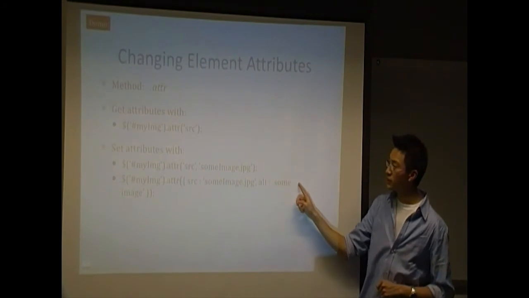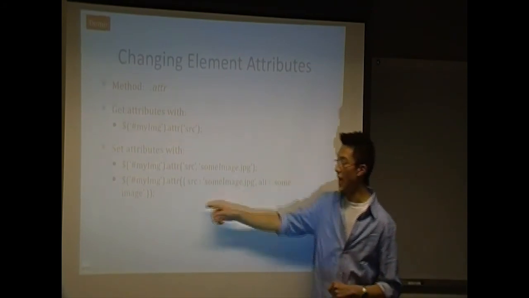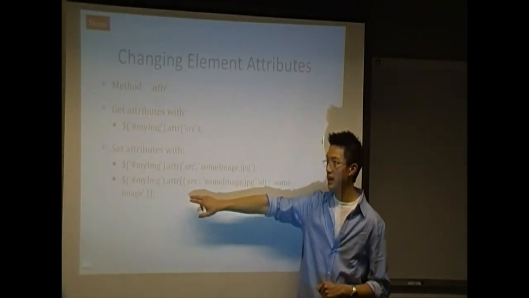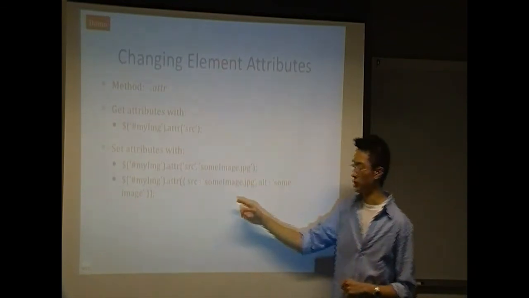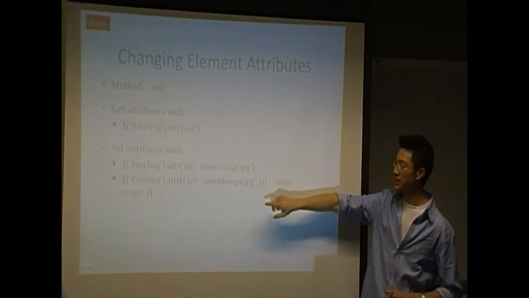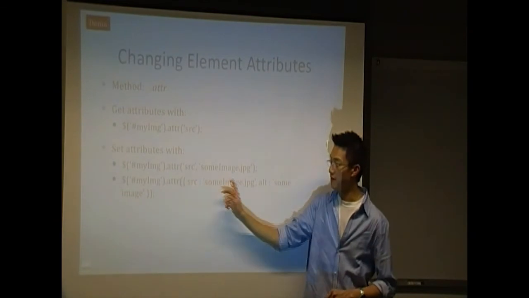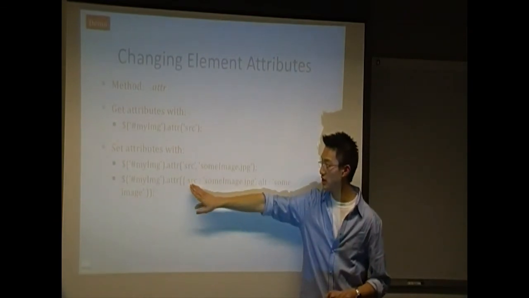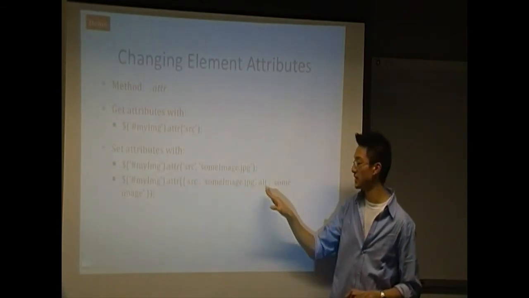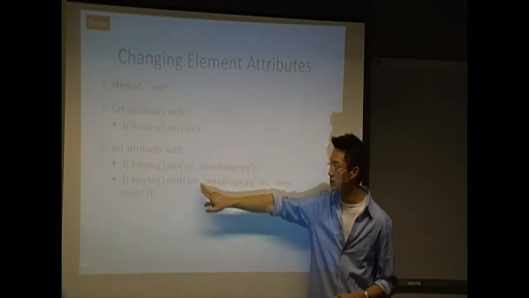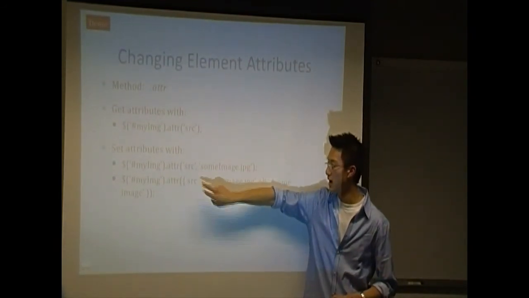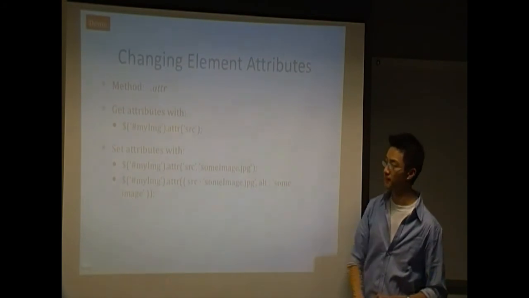If you want to do multiple attributes, you can actually use a hash. And for those of you that don't really know what a hash is, it's just basically a key and a value. So it's saying set source to this value and set alt to this value. And you use this special syntax with the colons and then a comma between them.